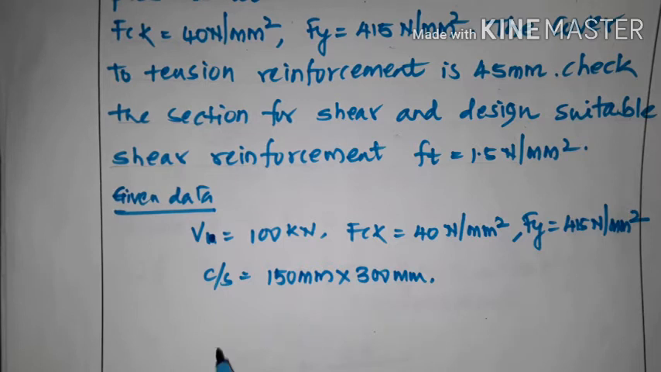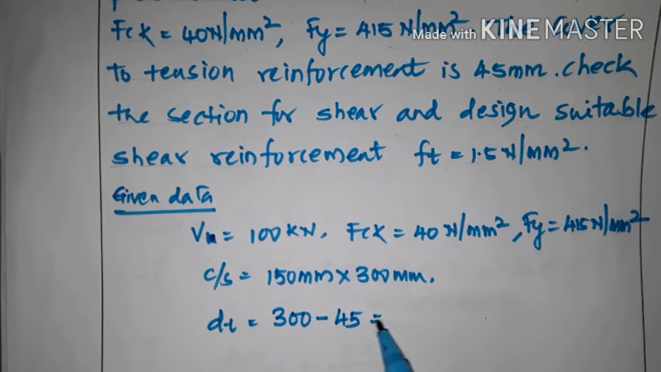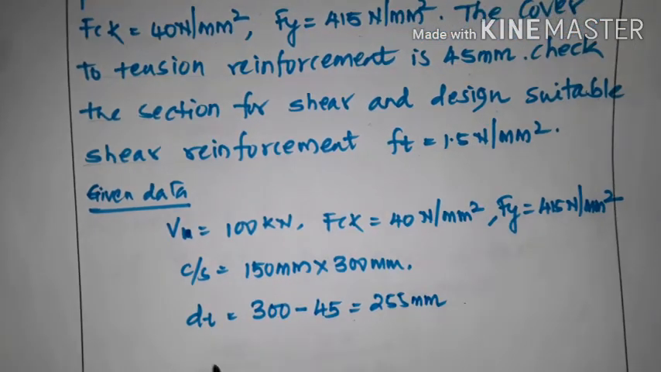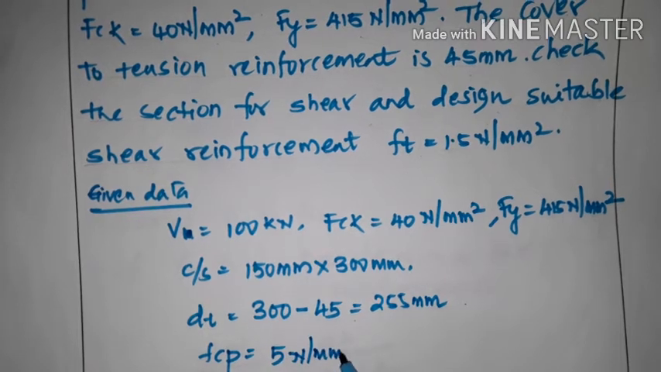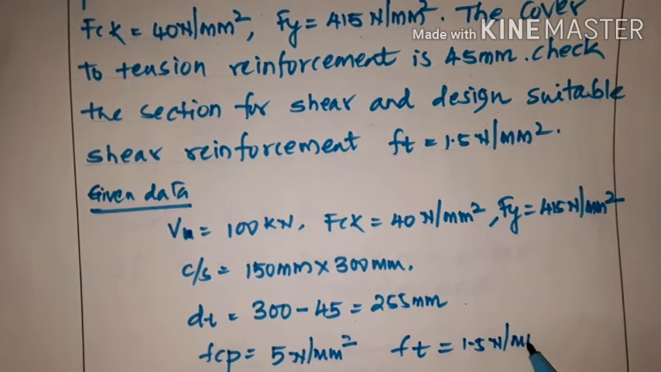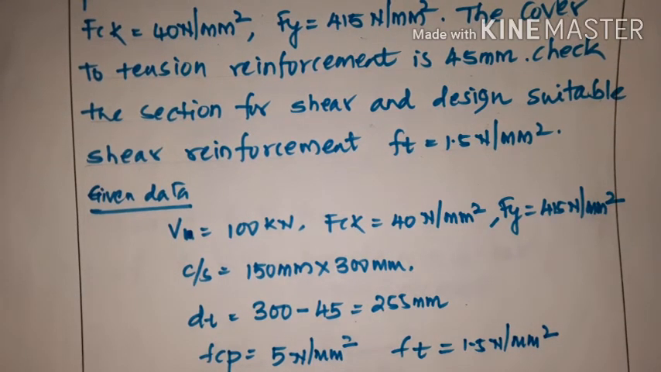So again, the effective depth dt, the total depth is 300 minus cover, they are given as 45, so we will get this as 255 mm. Okay, and the effective pre-stress at the centroidal axis is 5 Newton per mm square, so that is FCP, and even Ft is given as 1.5 Newton per mm square. So these are the given data.